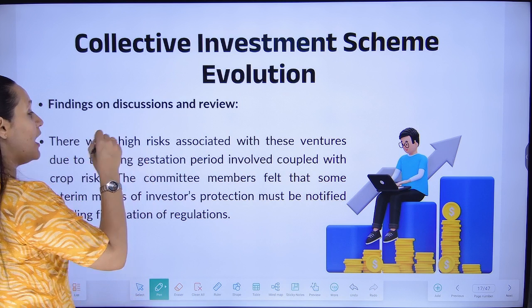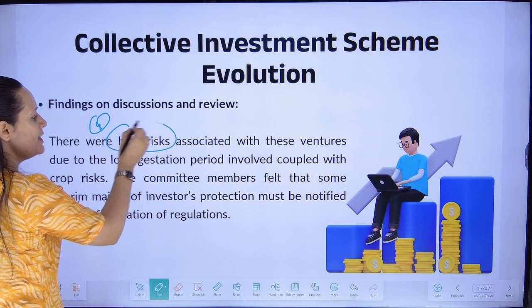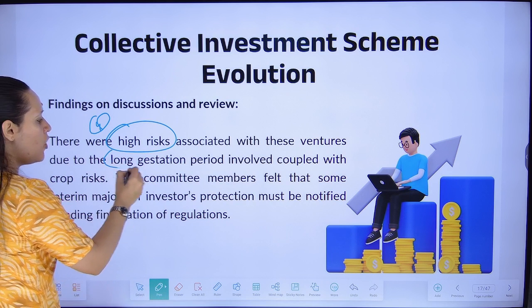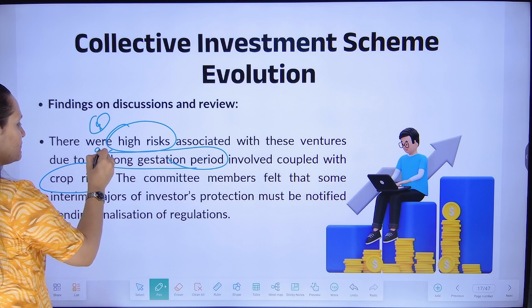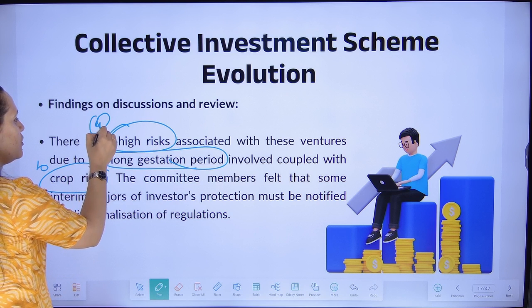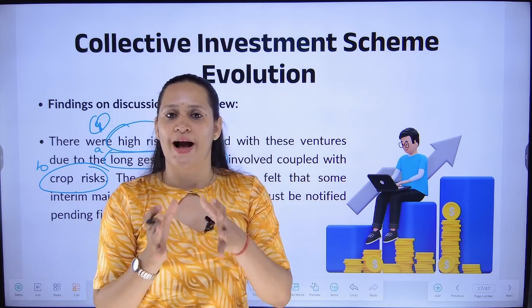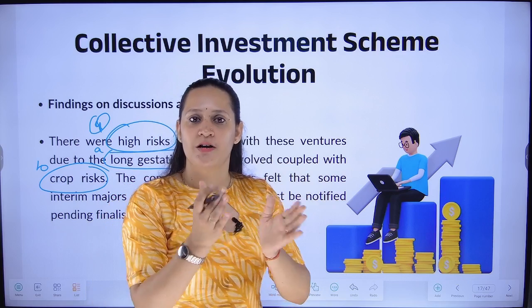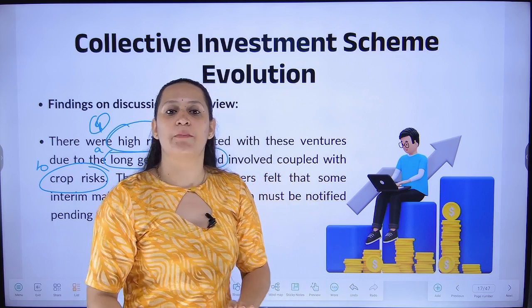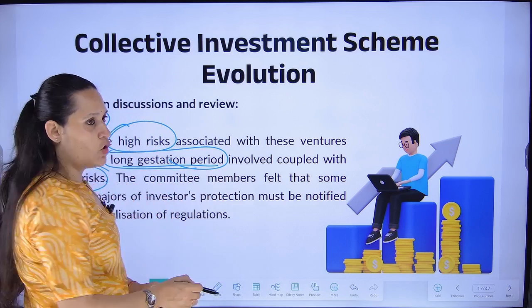Then the other risk that they thought of, three we have discussed. The fourth one is that there is high risk associated with the long gestation period involved, coupled with the crop risk. Now, this fourth kind of risk is associated with the objective itself. When I told you agricultural plantation, it takes many years to cultivate and ultimately use it as a commercial product. It takes a longer period of time. So, the gestation period is long.